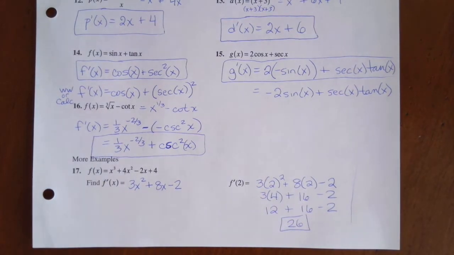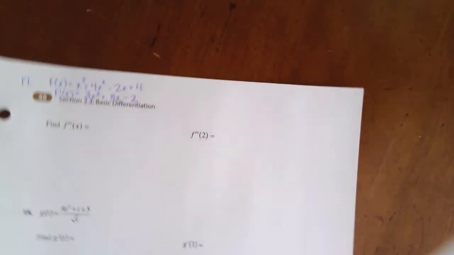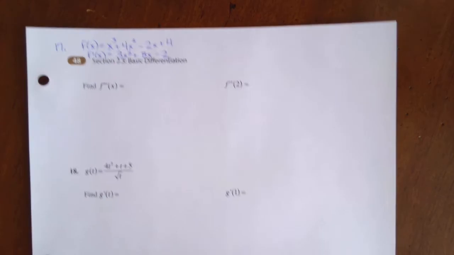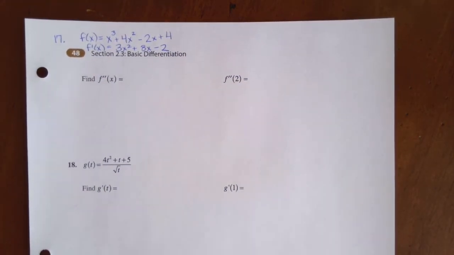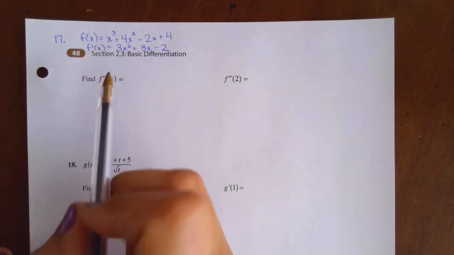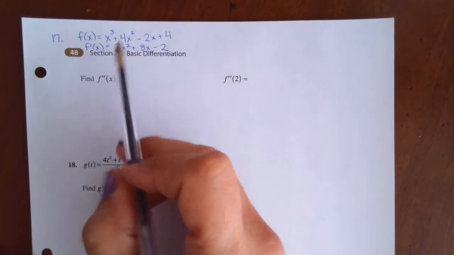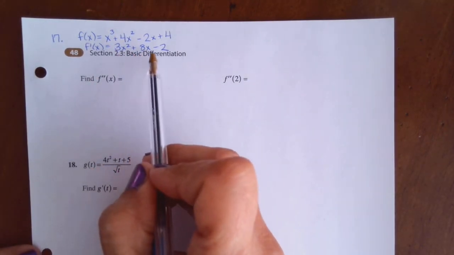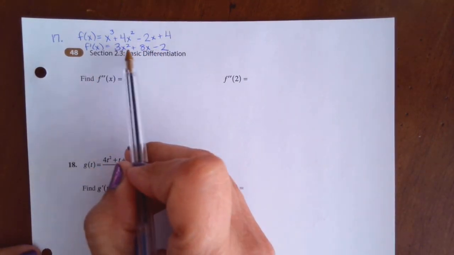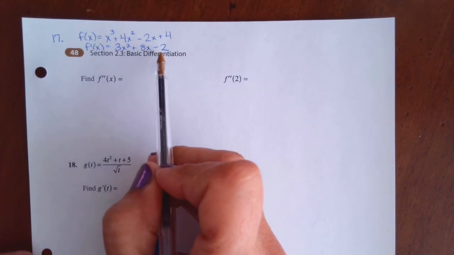All right, so on the next page, this is a continuation of 17, so I went ahead and wrote the derivative down in the function above there so we can continue. So now the second part of number 17 asks you to find the second derivative of x. Okay, notice there's two little tick marks, so that's a second derivative, which means you're just finding the derivative of the first derivative. So now we're going to find the derivative of 3x squared plus 8x minus 2.